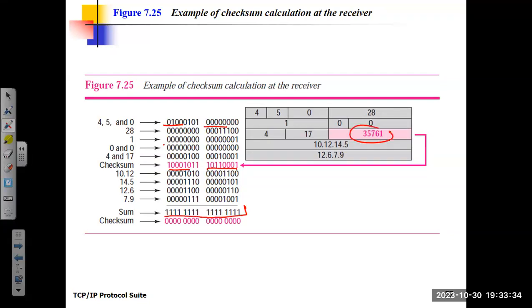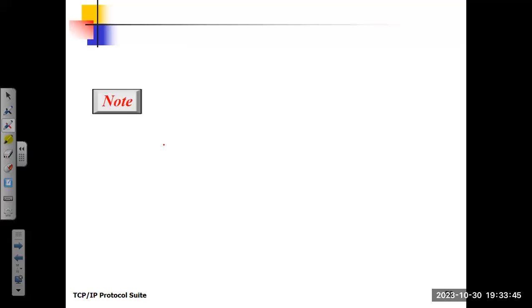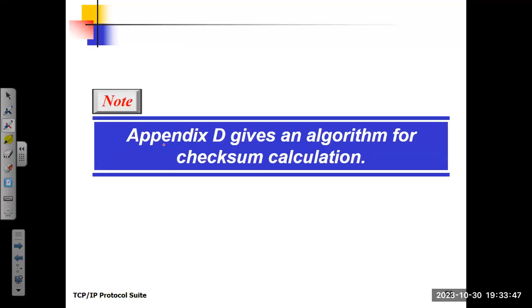So if it's all ones and you do the complement, and the result is 0, that means we are good. If it's not 0, that means we have an issue. So that's the importance of the checksum. Keep that in your mind.